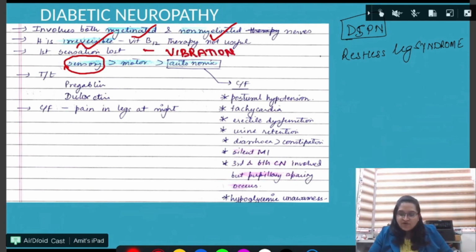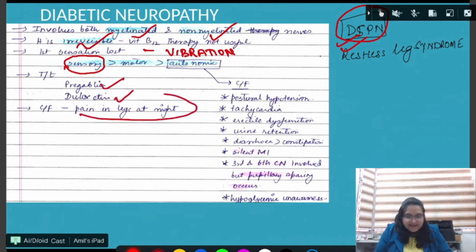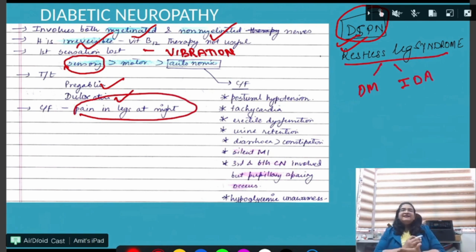In sensory, the most common is distal symmetric polyneuropathy, right? Distal symmetric means both sides, both legs equally will be affected. You have pins and needle sensations. You have paresthesias which are distal symmetric, both the legs. Okay. Next treatment, we give pregabalin or duloxetine. And also there is pain in legs at night, which is known as restless leg syndrome. Restless leg syndrome occurs in diabetes mellitus and it occurs in IDA.